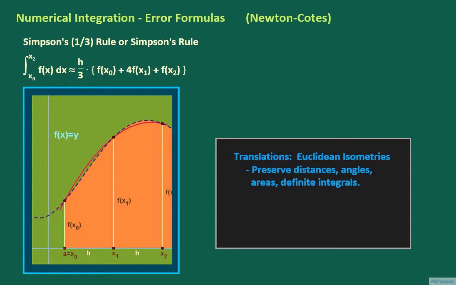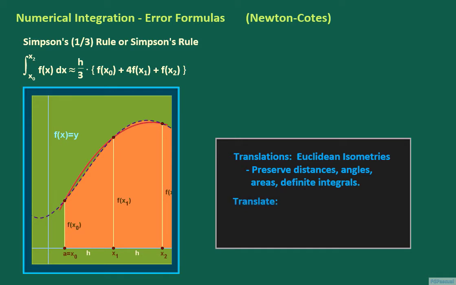The values we get out of Simpson's rule are also not affected by translations along the x-axis, because after all, the formula for Simpson's rule can be obtained using the definite integral of the quadratic Lagrange polynomial through points on the graph of a function.